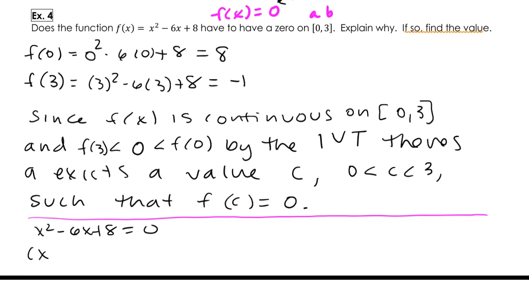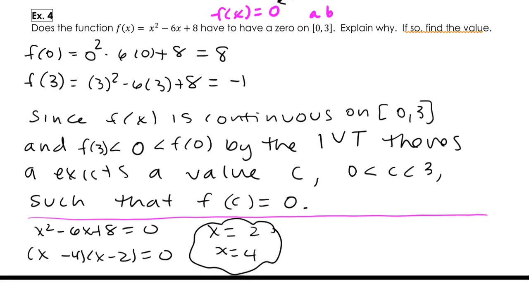Do you guys see that this factors? And you get 2 answers. You get x equals 2 and x equals 4. Now, if you stop right here and say, hey, I have it, this is the right answer, you made a mistake. Because remember, we're looking at a restricted domain here of 0, 3. So we can only be between 0 and 3. Do you guys see that 4 is not between 0 and 3? So our answer would just be x is 2, because 4 is not in the domain.